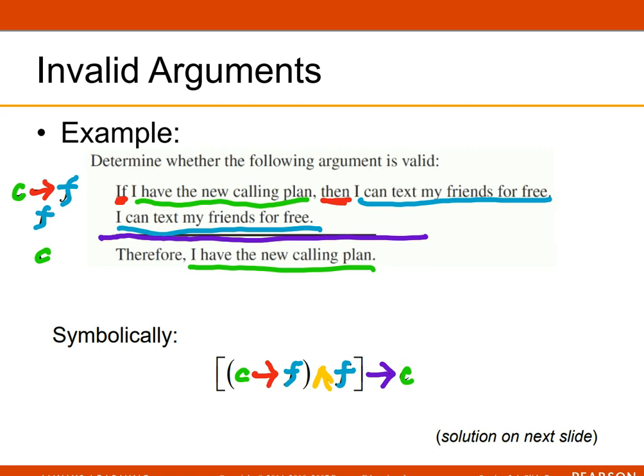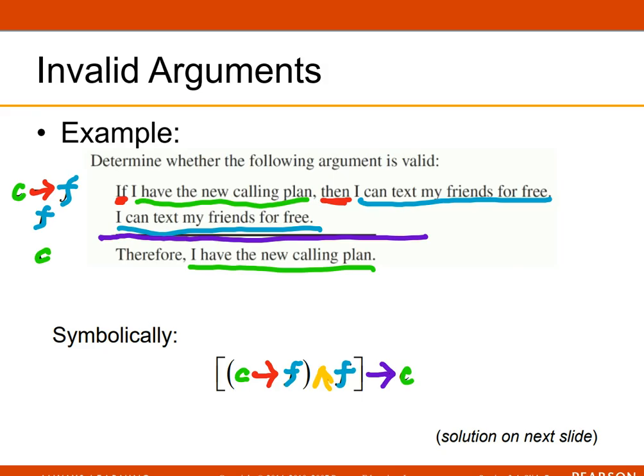Okay, so instead of you watching me change all these colors, I went ahead and did the colors for you. For the if then, which is in red, that would be that red arrow. And then I have a new calling plan. They use the letter C for that, which would really be a P. And I can text my friends for free. They use the F for that, free.